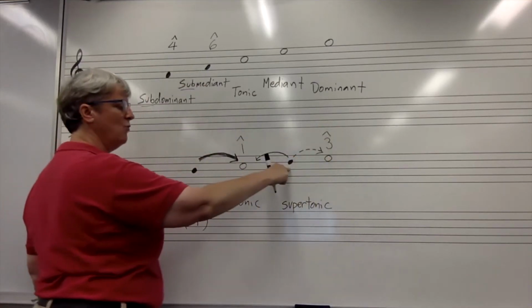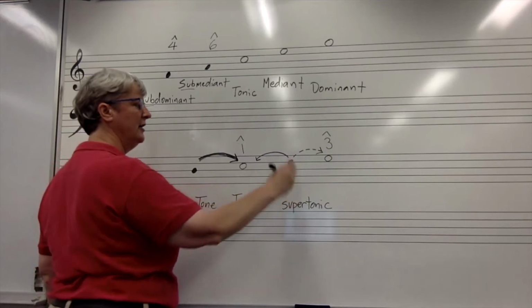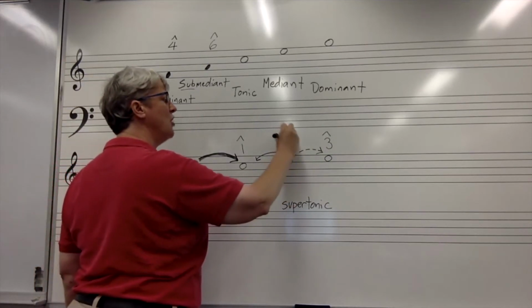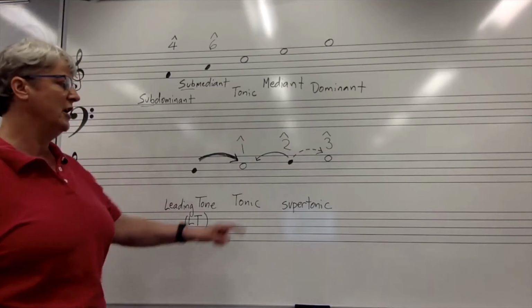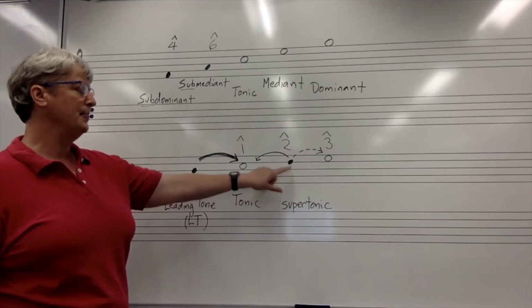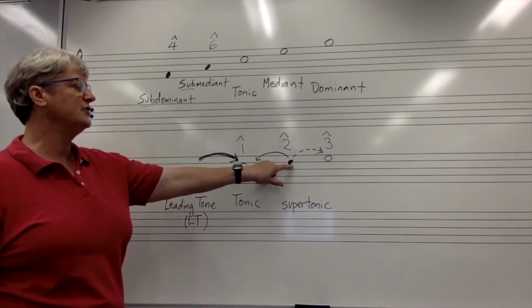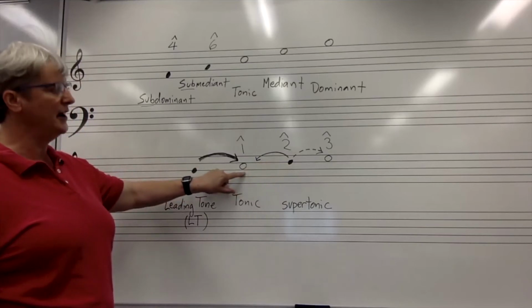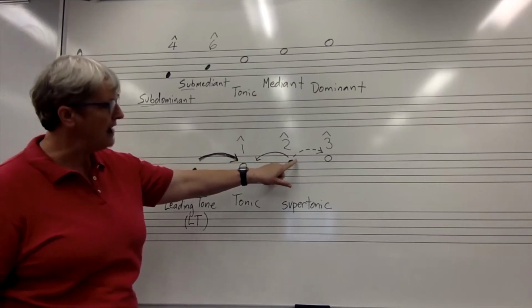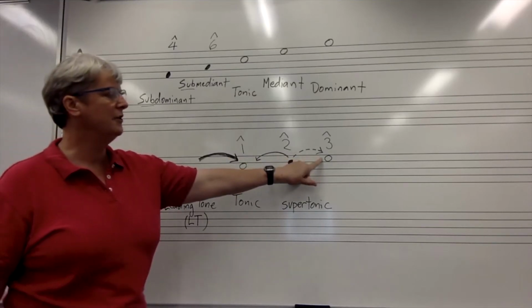Above scale degree 1 is the supertonic. And in a minute, I'm going to talk more about tendency tones. But the supertonic has a strong tendency to go down to tonic, although it also could have the tendency of going up to the mediant.